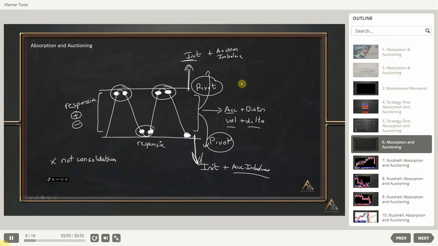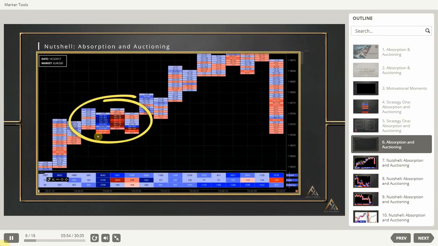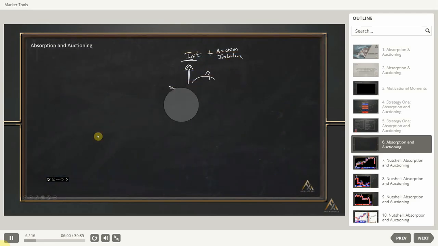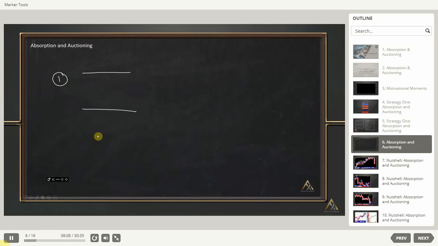In fact, before we move on to the practical examples, let me just show you the three variations that you can expect to see within the absorption and auctioning. Now, the first is obviously, as I showed you, and I'm going to draw these very briefly, so do make a note in your notebook. So the first is obviously where we have very clear pivots. Again, these lows are not going to be exact every time.